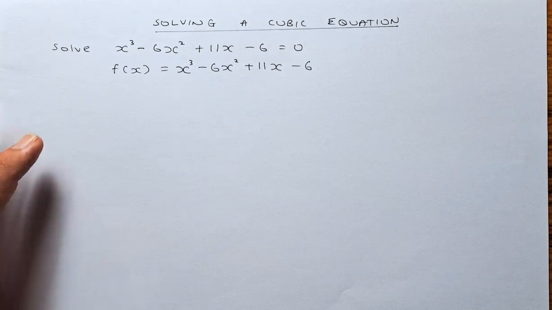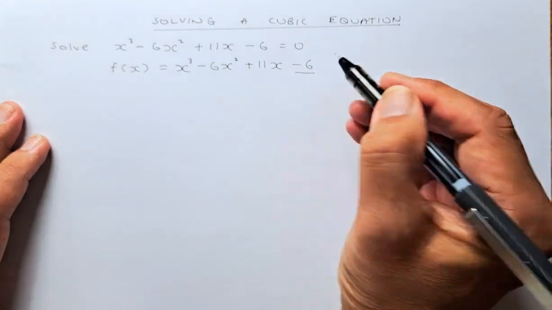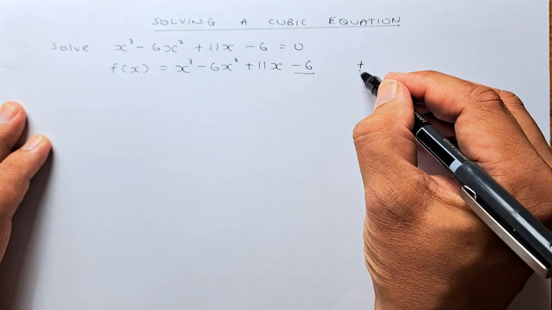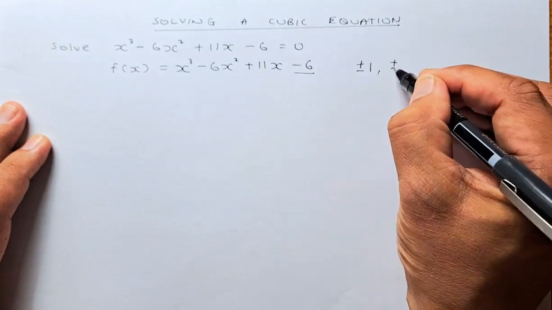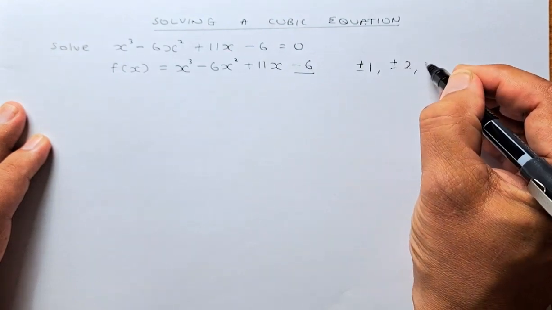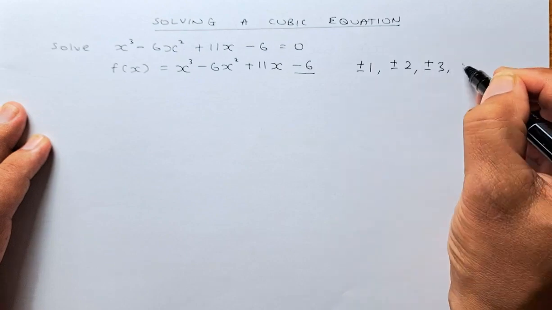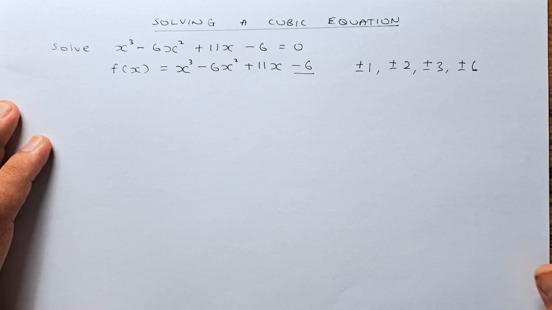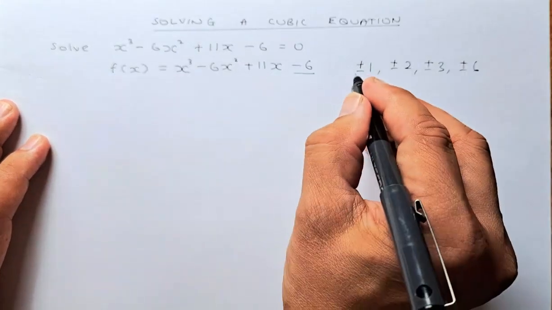So for example, we have to look at the last digit here, minus 6. What are the factors of minus 6? It could be plus or minus 1, plus or minus 2, plus or minus 3, and plus or minus 6. So the first step, we are going to find the factors of this equation. So we try each and every one.